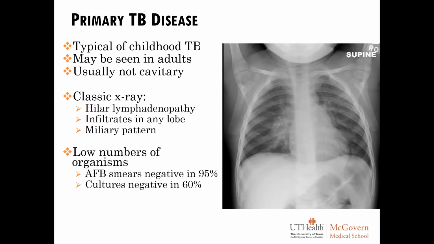Patients with primary disease have low numbers of bacteria, sometimes called paucibacillary disease, and the AFB smears are negative in most of the patients. And cultures are also negative in over half of the patients with primary tuberculosis.